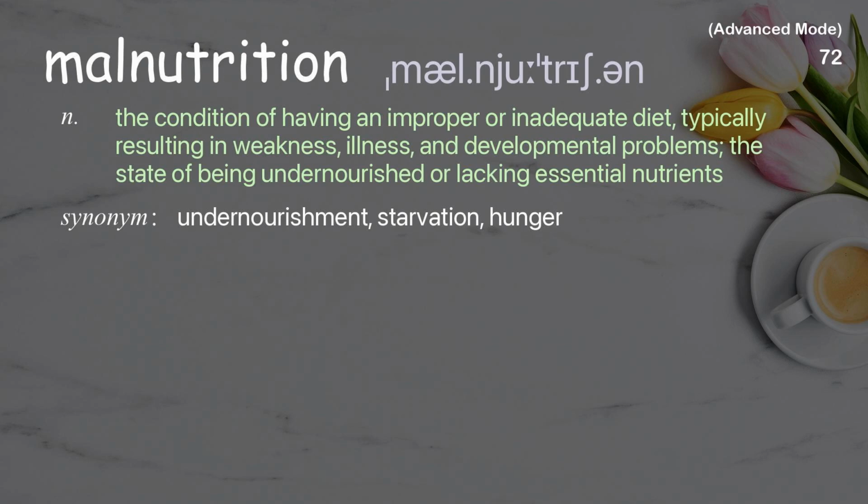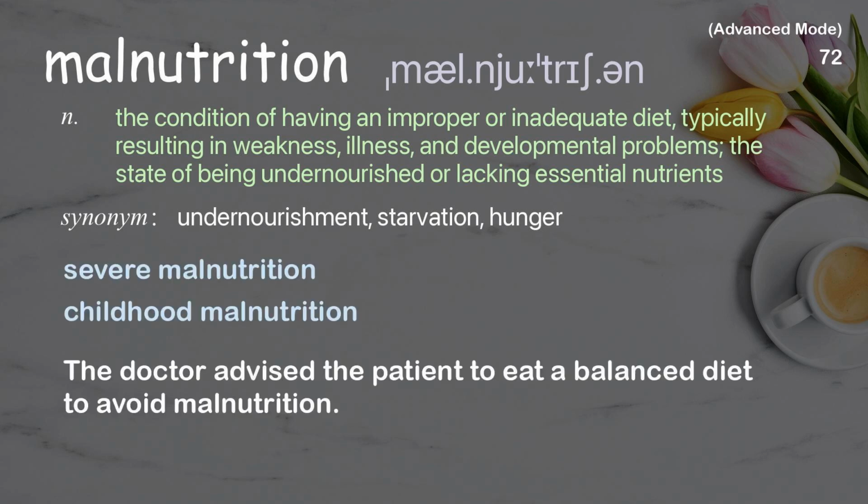Malnutrition. The condition of having an improper or inadequate diet, typically resulting in weakness, illness, and developmental problems. The state of being undernourished or lacking essential nutrients. Examples: Severe malnutrition. Childhood malnutrition. The doctor advised the patient to eat a balanced diet to avoid malnutrition.